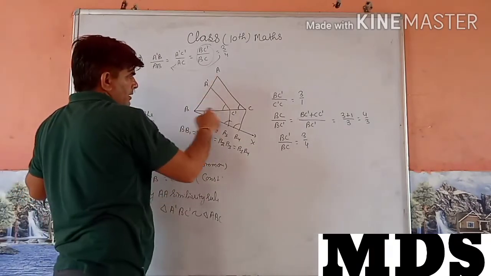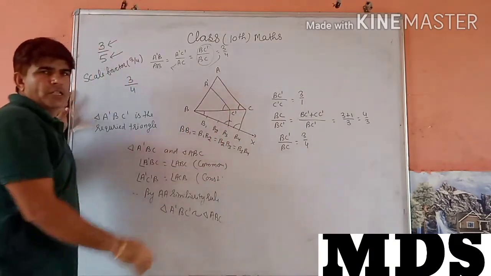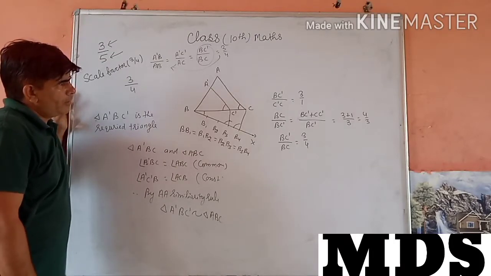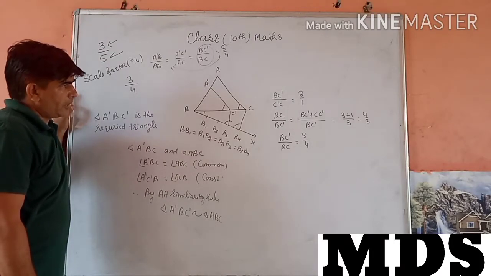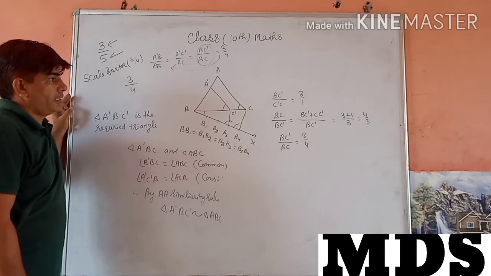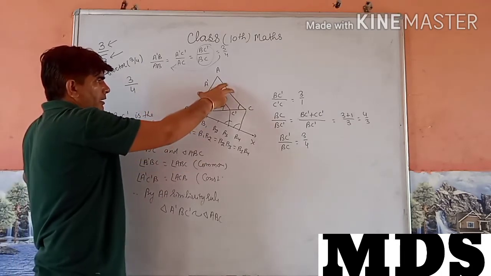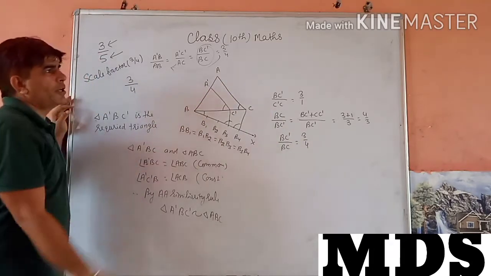This triangle ABC is given. You have to construct a triangle A dash B C dash, such that the ratio of its side to the corresponding side of the given triangle is equal to 3 by 4.